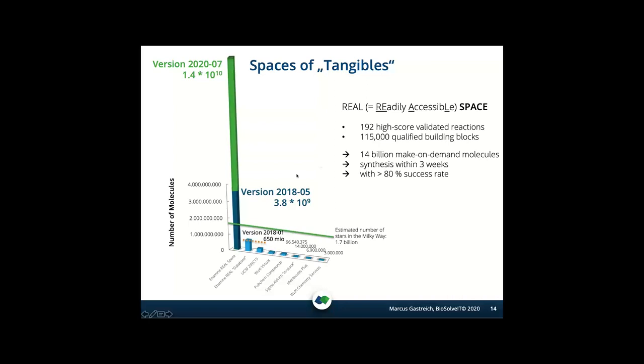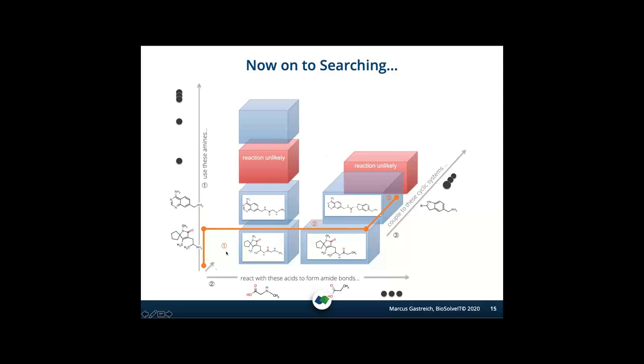Synthesis within 3 weeks, that's what Enamine aims at, and this is what we hear from customers, is also more or less the case, with 80% success rate, and what we hear is that it's often even higher. So this is a terrific success story. A little bit more concretely, how does this work when we assemble these? So I'll take you slowly through this graphic, never fear.